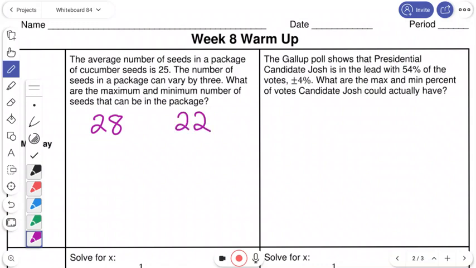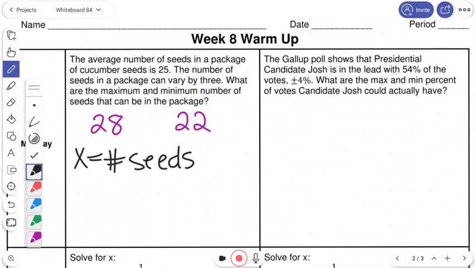Now that's a pretty basic, simple kind of explanation, but this is the type of problem we can use absolute value equations for. The way that you do this is we're going to say, okay, X is going to represent the number of seeds in our package that we actually have. We're supposed to have 25, but the number that we actually have is some number X. Now, vary means the difference between them, okay? Vary is talking about the difference. It can be 3 up or 3 down.